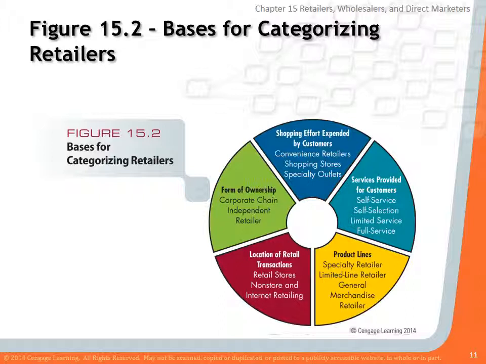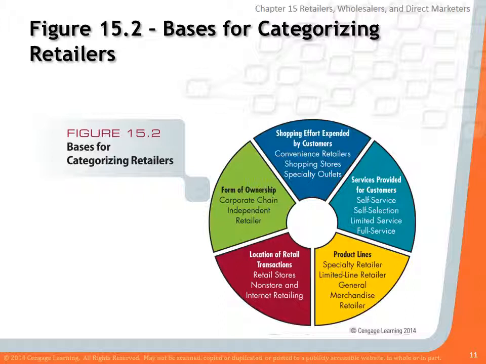So you have the self-service, which would be like a mini mart, a self-selection, where we go in and pick the items ourselves like a Kroger, or full-service retailers, as if you go into a place like Macy's. That would be an example of a full-service retailer.